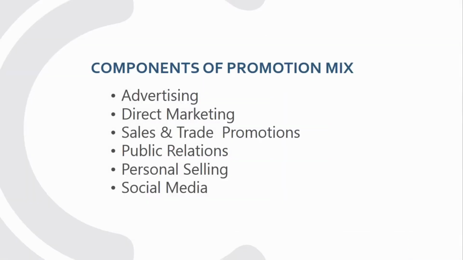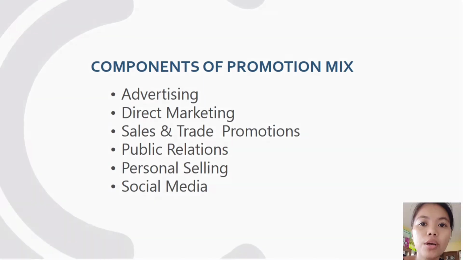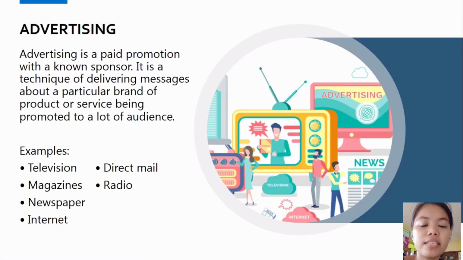So there are 6 components of the promotion mix. First is advertising. Advertising is a paid promotion with a known sponsor. For example, Palmolive shampoo. The company got Maine Mendoza, one of the famous artists in our country. Why do they do this? It's because the more famous the artist or model used in the advertisement, the more attractive and convincing the product is to the eyes of the consumers.